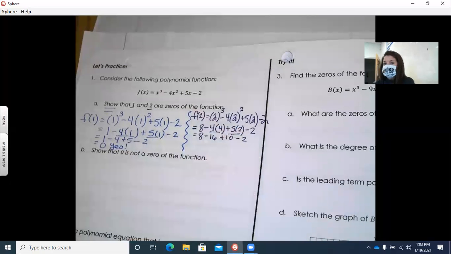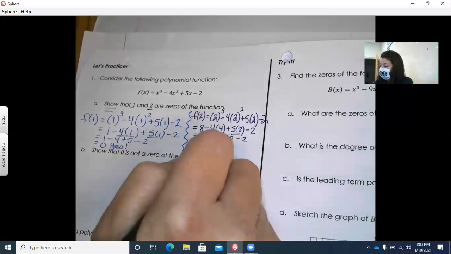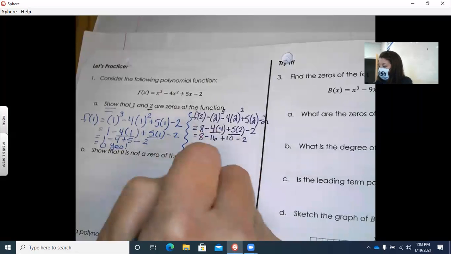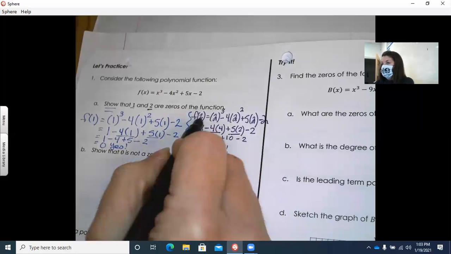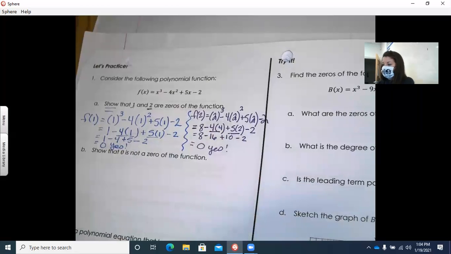Now, once you have just addition and subtraction, you should work left to right. So what's 8 minus 16? -8. -8 plus 10? +2. +2 minus 2? 0. So did we show that 2 is a 0? Yes. When x is 2, y is 0. 2, 0. That's going to be an ordered pair on the x-axis. That means, yeah, it's a 0. Everybody cool with that? Do you have questions?